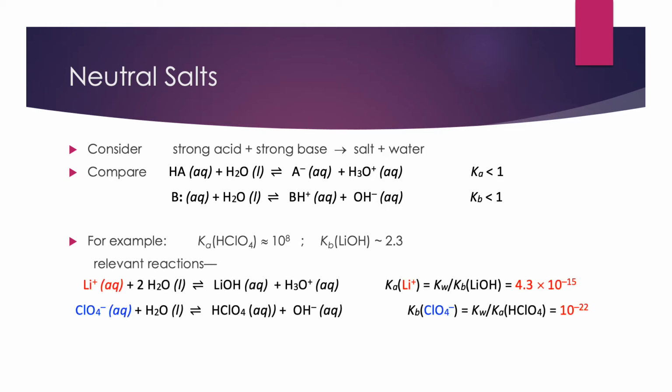So the relevant reactions that we want to think about are what happens to those ions, the lithium plus ions and the perchlorate ions, once they get into solution. Does the lithium ion react with water to form lithium hydroxide and hydronium ions? If it does, then it is an acid, okay? Now it turns out that when we compute what the Ka value for lithium plus should be, we can relate it to the Kw and the Kb for lithium hydroxide, and what we find is that in fact the Ka for lithium ions is only 4.3 times 10 to the minus 15.